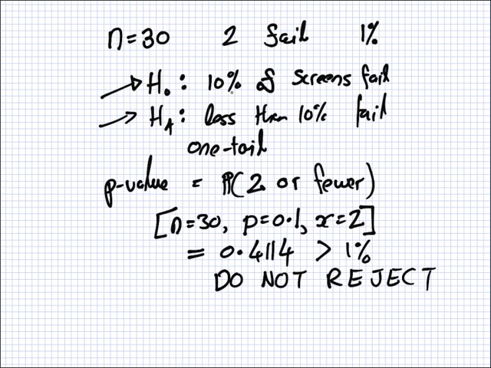Think about this. Rejecting the null hypothesis that 10% of screens fail, and saying that it's actually better than 10%, has big safety implications. So the researcher might want to be more conservative. For you to reject the null hypothesis, you would need to be quite small here if you're using a 1% level. Yeah?